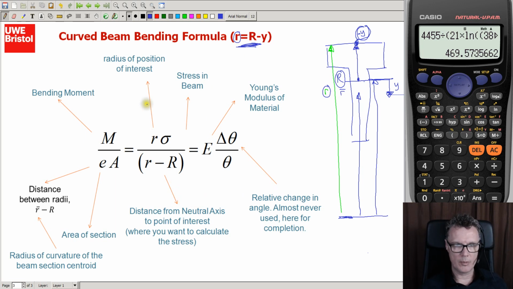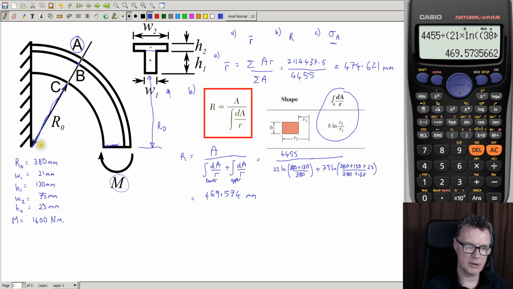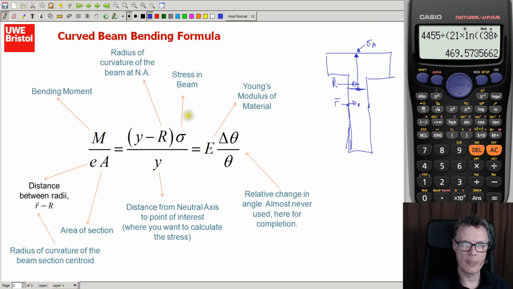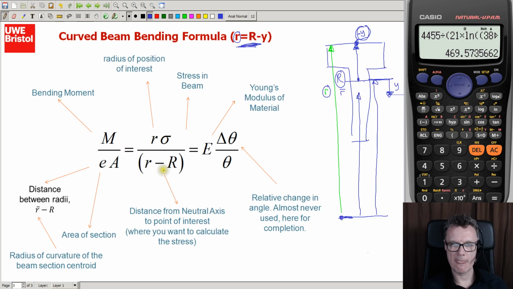Right, so the little r, to summarize, is the distance from where it's kind of curving around. So it's from this position to the point of interest, because I'm interested in the stress at A. The big R here is referring to the neutral axis position. That's the stress, obviously. That's the bending moment M. That's the A, because we've already calculated that, so we can use that.